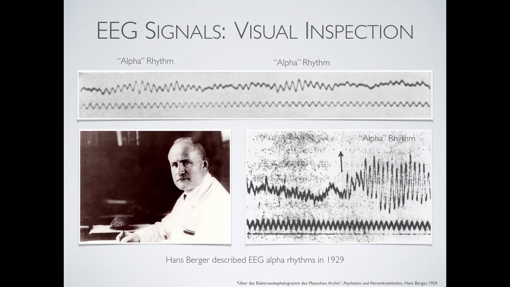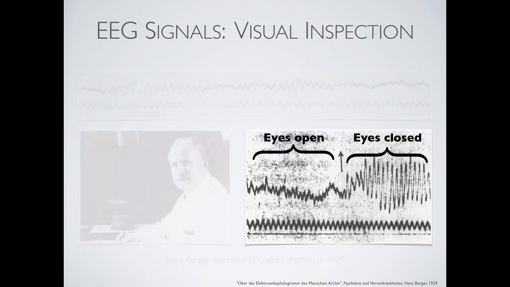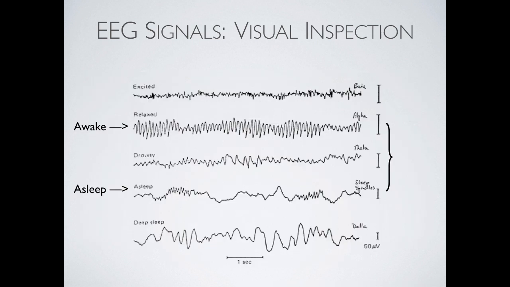And it was immediately apparent that they tracked behavior and brain state in interesting ways. The difference between what's left of this arrow here and what's right is whether or not the subject had their eyes open or eyes closed. So already, without having to do any fancy math, you can tell that these signals are telling us meaningful information about what the brain's doing, in terms of, at least in this case, behavior. It also tells you something about brain state.